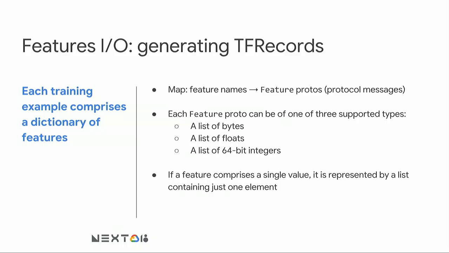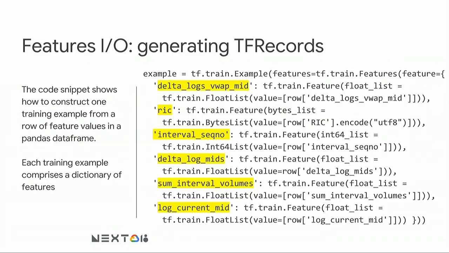So what is a training example? It's actually a Python dictionary or map. It maps feature names to feature protocol messages. And there are three types. You can have a list of bytes, a list of floats, or a list of integers. You always have a list. And what do you do with the features that are scalars? If it's not a list, you simply have a list with one element in it.